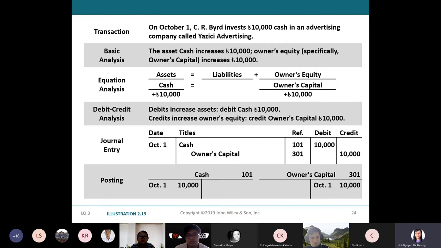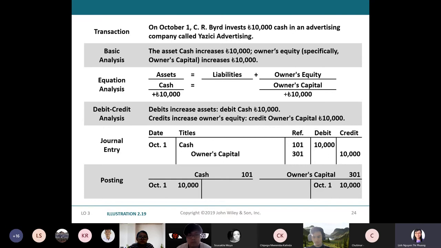So when we invest cash in the business, cash will increase. Cash increase, good. And? And owner's capital will increase. Owner's capital increase, good. When cash increases, do we debit or credit? Debit. We debit, good. We debit cash 10,000. When owner's capital increases, do we debit or credit? Credit. Okay, so the journal would be debit cash 10,000 and credit owner's capital 10,000. Yes. Okay, good. And the next step is to post it to the ledger.